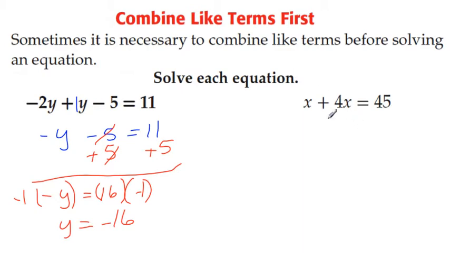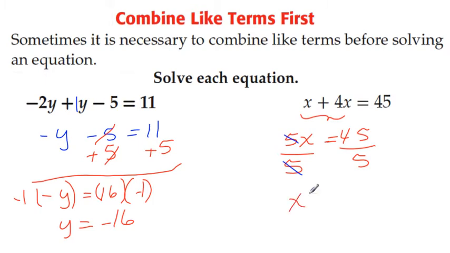Over on the right-hand side, x plus 4x gives us 5x, and that's equal to 45. And we want to get x by itself, so we need to divide by 5. That's the opposite of multiplication. So now the 5's will cancel, right? This 5 and this 5. So we are left with x by itself, which is our goal, and 45 divided by 5 is 9.